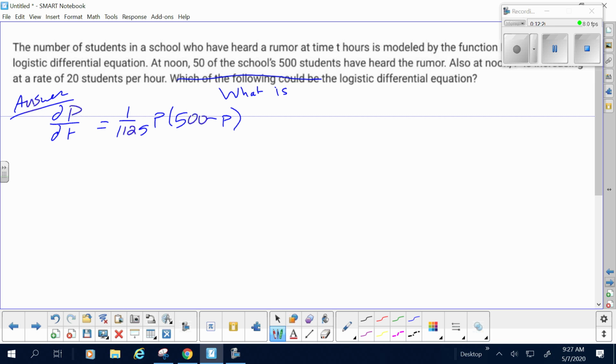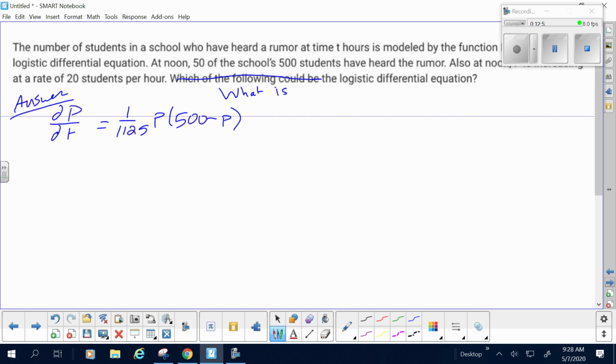Let's go. All right, so the number of students in a school who heard a rumor. I get it. It could grow exponentially because one person tells 2 people and 2 people tell 4 people. I understand the exponential growth component, but there is a limit to this. That's why it's logistic, not exponential. There's only so many students, right? I understand the big context.